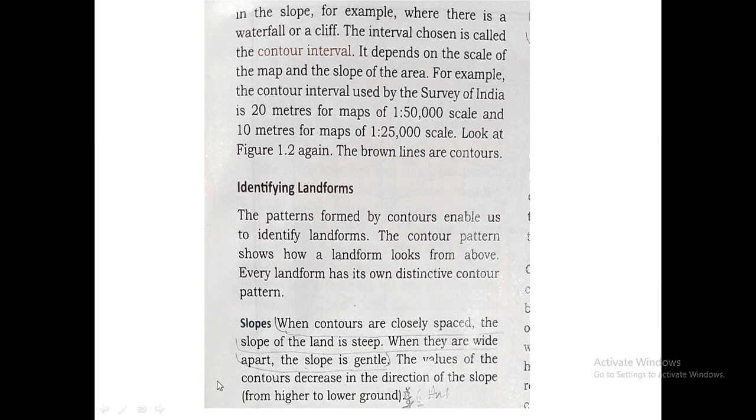Now the first topic in this is slope. When contours are closely spaced, the slope of the land is steep. Okay, so slope is ढलान होता है, ठीक है. It can be of a mountain also, it can be of a plateau also. So how can we identify, there are two types of slope, gentle slope and steep slope. एक बहुत खड़ी होती है, एक बहुत ही आराम वाली चढ़ाई होती है, ठीक है.